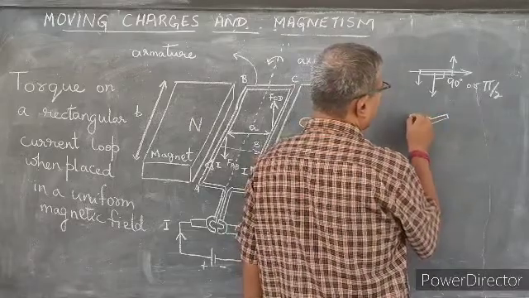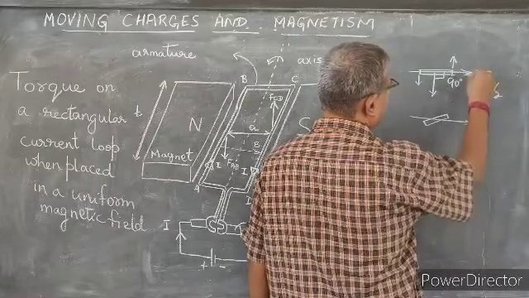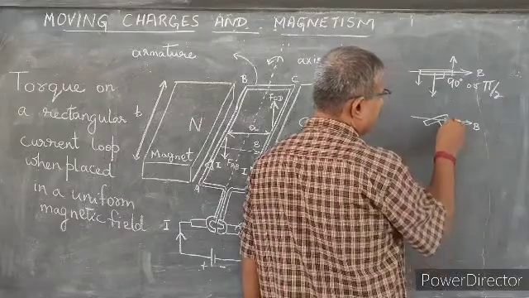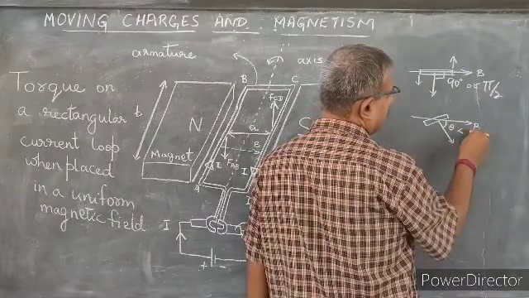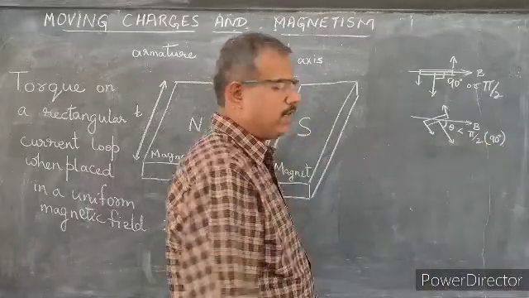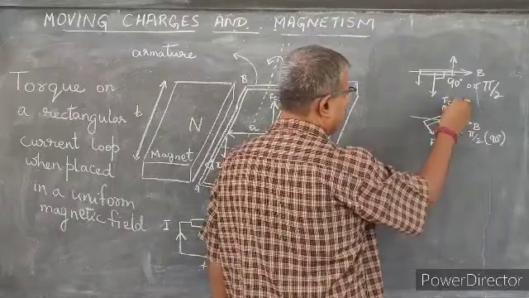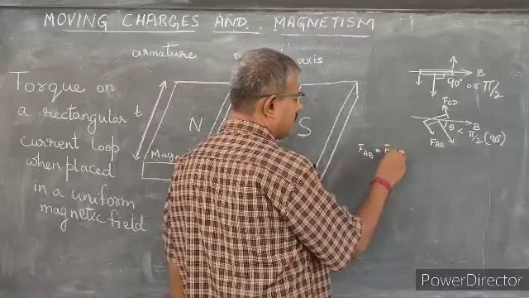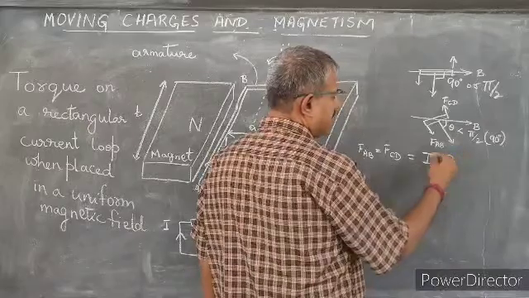be in this position. The magnetic field is still acting in this direction, but the normal to this plane is now here. Now this angle is theta, which is less than pi by 2 or 90 degrees. Now if I consider the forces acting here and here, they will still be equal. So force AB will be equal to force CD, which will still be I into B into capital B.